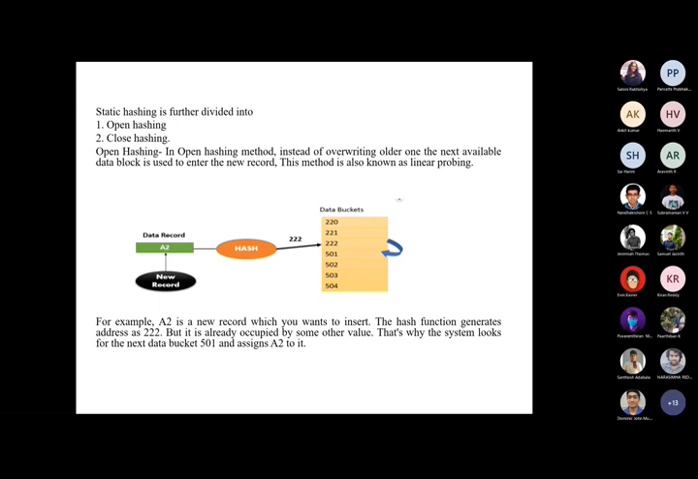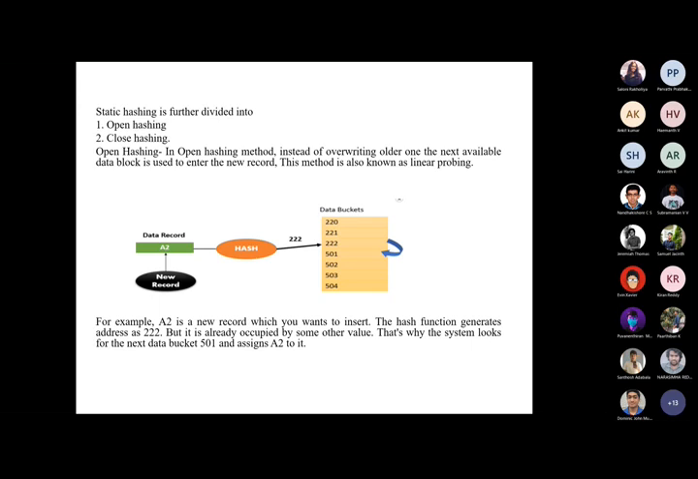Whenever you perform open hashing and you get a collision, so you get the same address for more than one input, a collision occurs. Rather than overwriting the address of the older one with the new one, what we do is that the next available data block is used to enter the new record. It's known as linear probing.